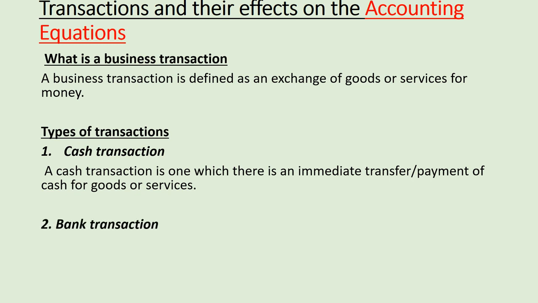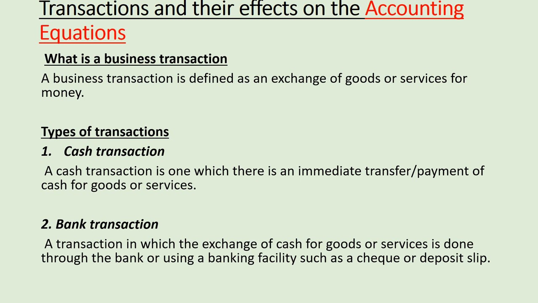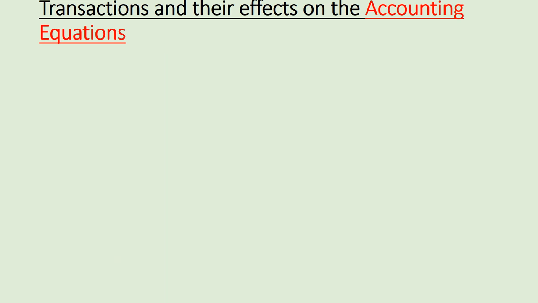The second type of transaction is bank transaction, which is defined as a transaction in which the exchange of cash for goods or services is done through the bank or using a banking facility such as a check or a deposit slip. So the main difference between a cash transaction and a bank transaction is that in a cash transaction, cash is involved, while in a bank transaction, bank facilities are involved.